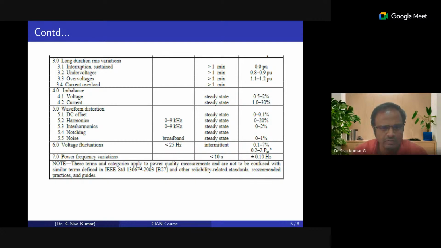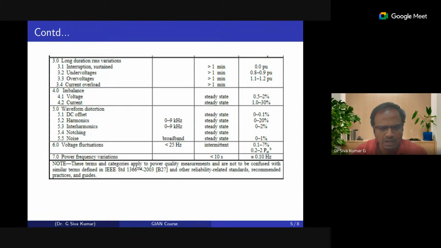Then there is waveform distortion. Waveform distortion is not directly related only to harmonics. It is the combination of harmonics, interharmonics, notching, noise, and DC offset. I'll talk about waveform distortion. The majority of the distortion which occurs in the system is due to nonlinear loads.